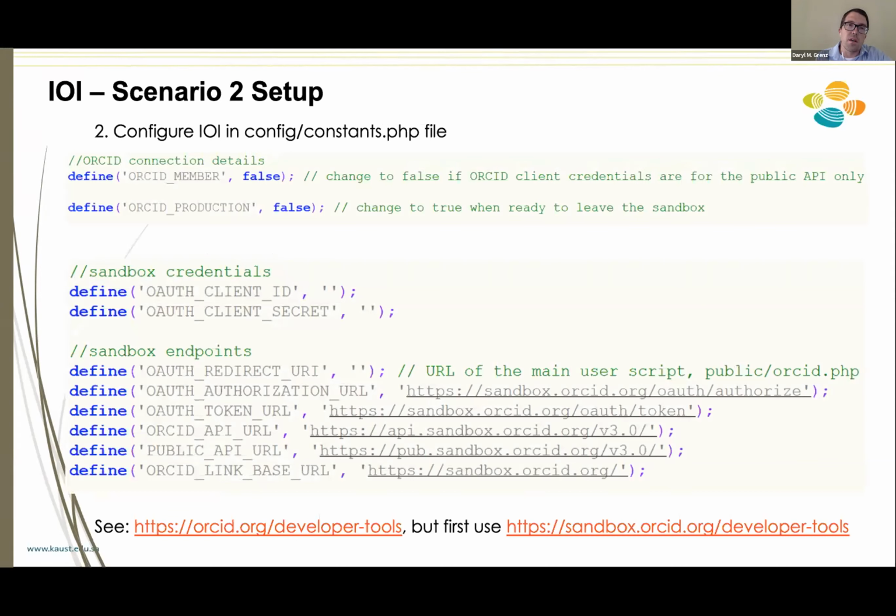In the institutional ORCID integration configuration file, this is what it would look like when you're setting it up. So it would say ORCID member is false, and while you're in the sandbox, you would say ORCID production false. Then after you had filled in that form in the previous slide on the ORCID side, you would get back an OAuth client ID and an OAuth client secret that you would enter here. And then this redirect URI will be the same one that you entered in that form previously.